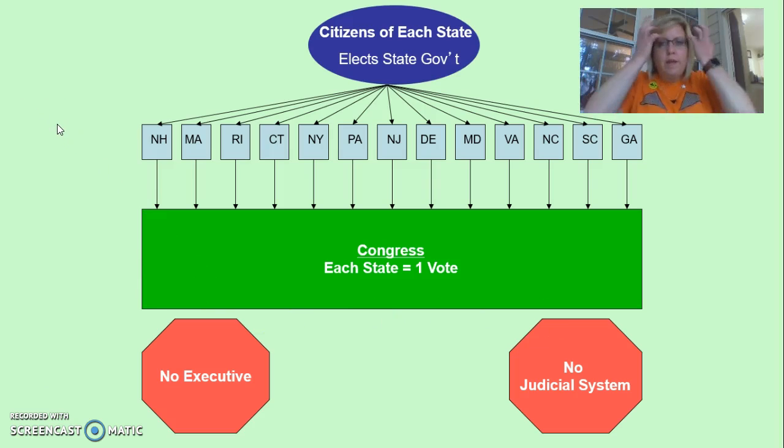Now, we only had one branch of government. Today we have three. Under the Articles, Congress was the only branch. We had no executive. We had no king, no president. We had no court system, which hurt us because if the states are fighting, there's nobody to handle and make a decision. And each state only had one vote.